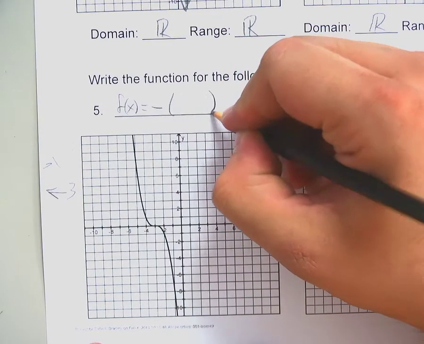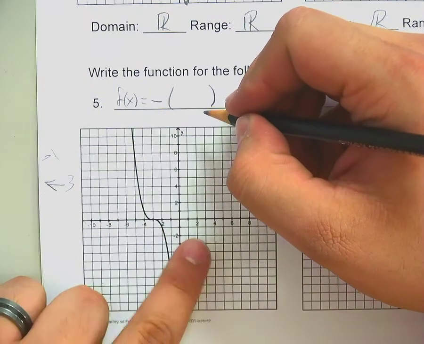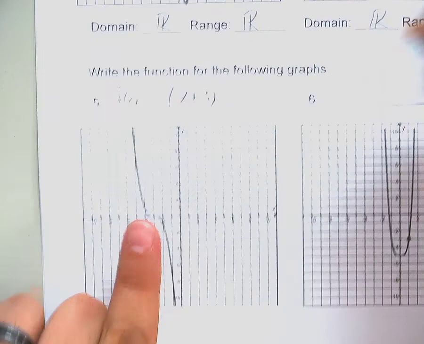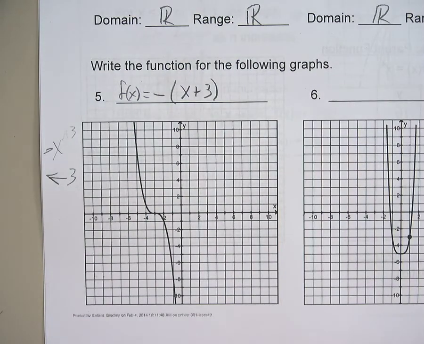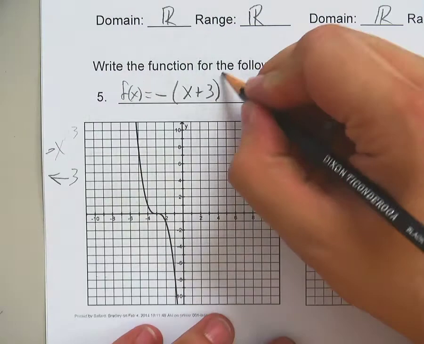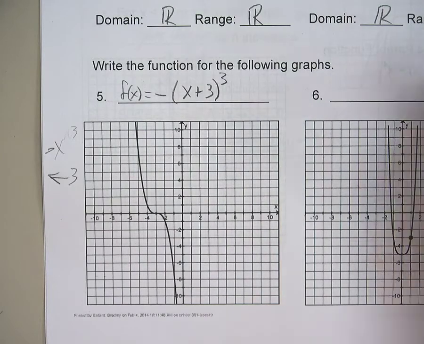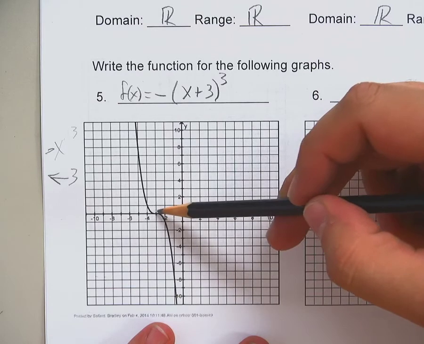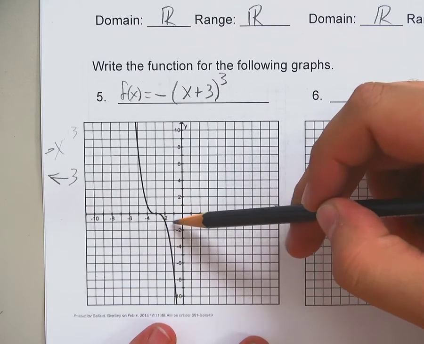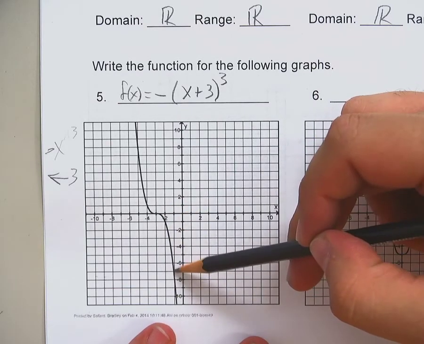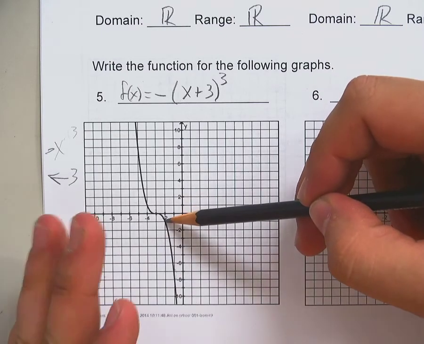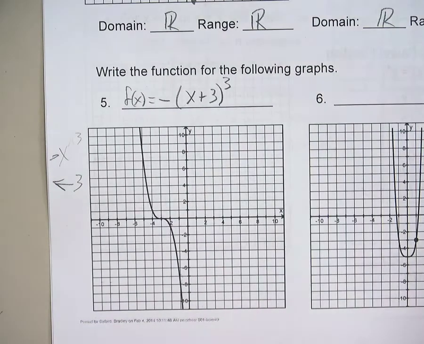How do you show x moving left 3? X plus 3. And then it's a cubic function, cubed. I'm not moving up or down. I'm not stretching or shrinking because I can see here it's down 1 over 1, down 8 over 2... I can see that right here. I don't need to stretch or shrink. I found this first point, I'm done. Down 1 over 1, perfect. It's not stretching.